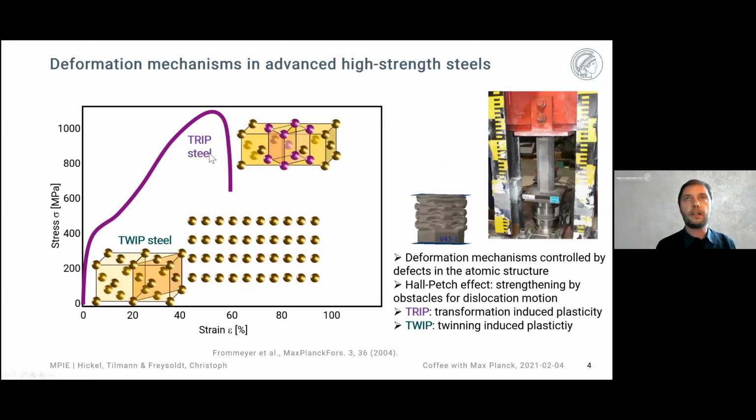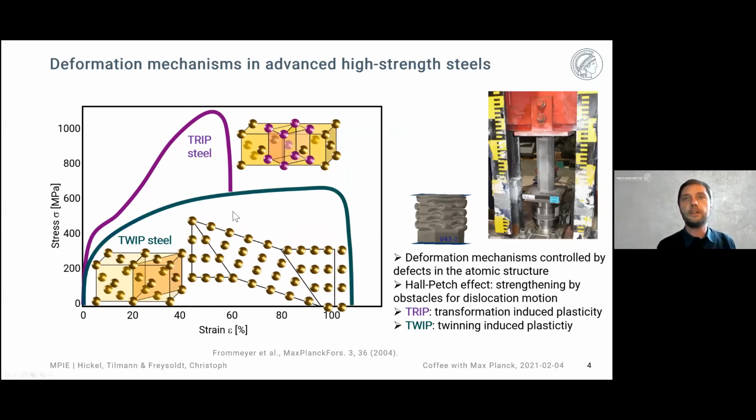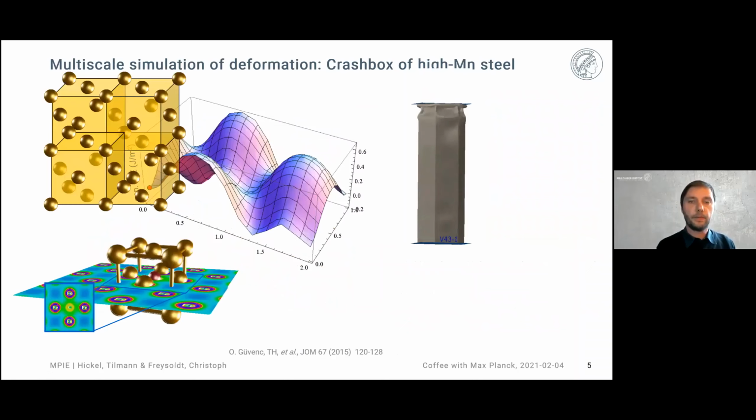If you think about transformation-induced plasticity, then we locally change the crystal structure through formation of a martensite. If you think about twinning-induced plasticity, then we introduce planar defects into our structure in terms of twin boundaries. That means defects are essential in order to understand materials behavior.